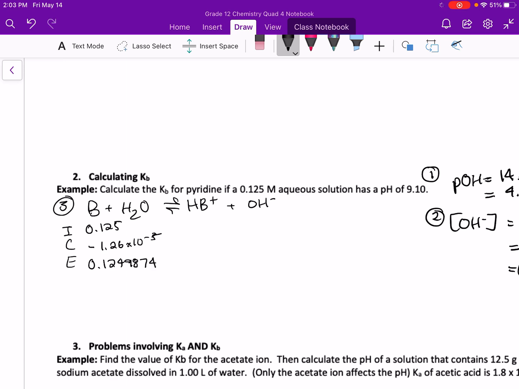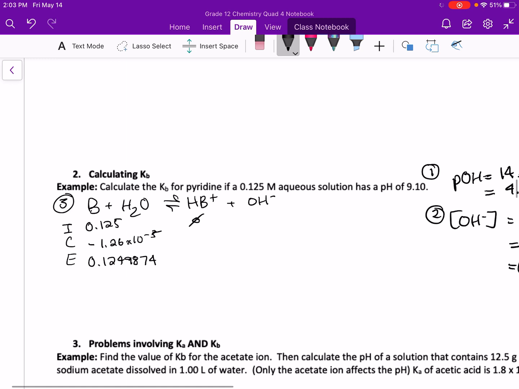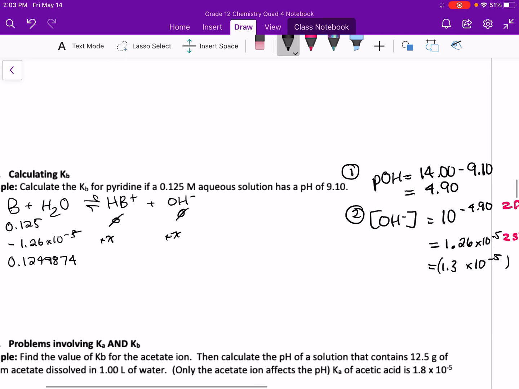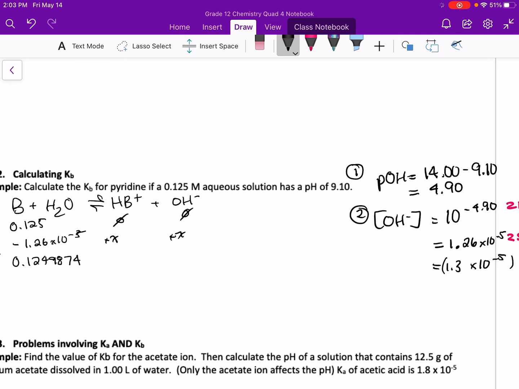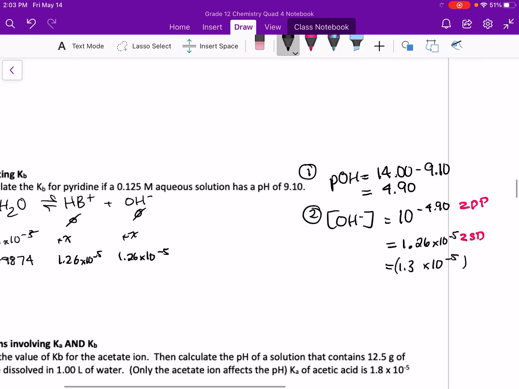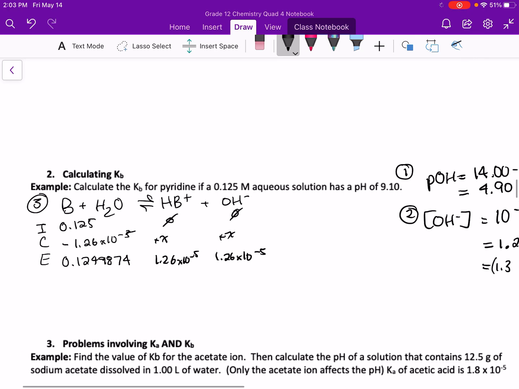On my other side, my conjugate acid and hydroxide starts with nothing. It changes by a factor of x, increase. And we already know at equilibrium that it will be 1.26 times 10 to the negative 5 for both my conjugate acid and my hydroxide ion from the calculation using the pH.